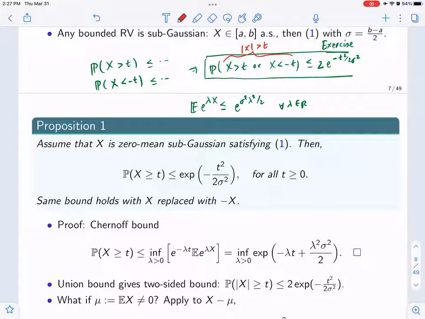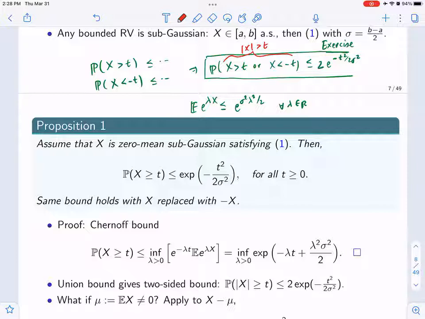So the two sides of the tails could be different. It could be harder to get, for example, the lower tail. But for a subgaussian, things are symmetric, sort of. At least if you just want to use this, things are symmetric. Okay, that little excursion there, is it clear to people?